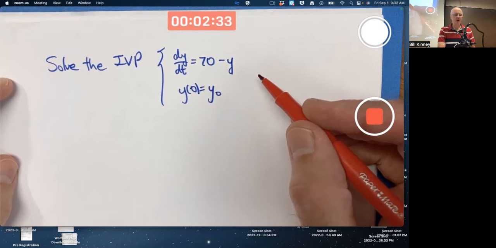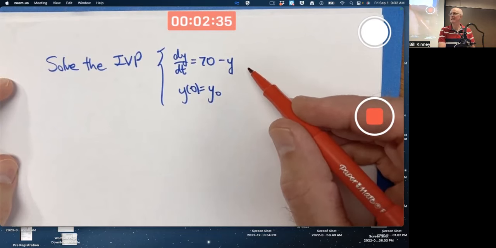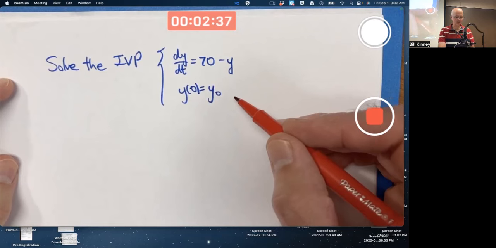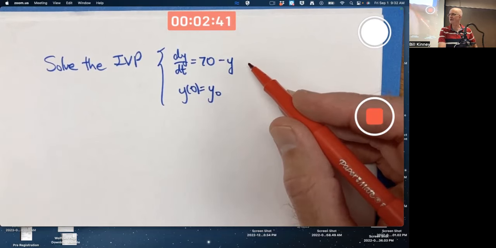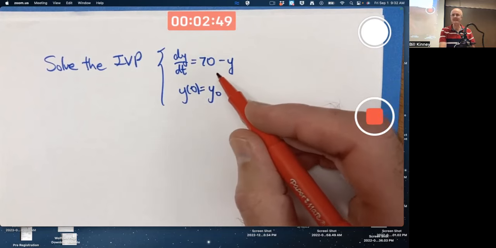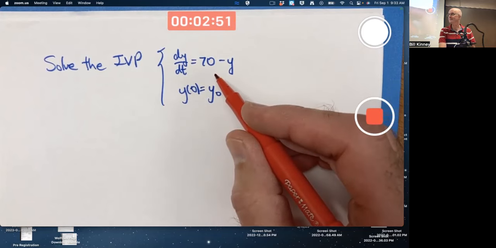Here's our initial value problem. dy/dt equals 70 minus y, y of 0 equals y naught. This differential equation does have applications. The application I have in mind is to cooling. Like if you're in a room that's 70 degrees Fahrenheit, you could also say heating or warming.